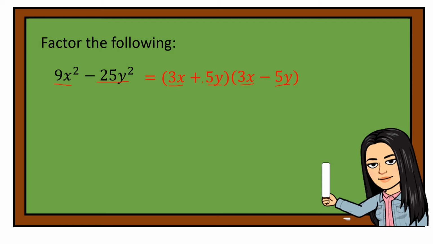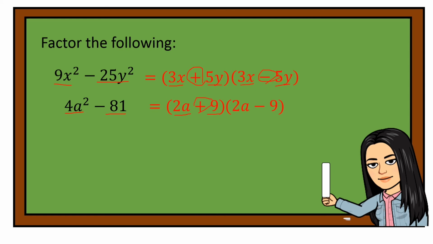Okay, next example. 4a squared minus 81. So, get the square root of 4a squared and the square root of 81. So, that is equal to 2a plus 9 times the quantity 2a minus 9. So, 2a is the square root of 4a squared and 9 is the square root of 81. So, again, one is addition and the other one is subtraction.